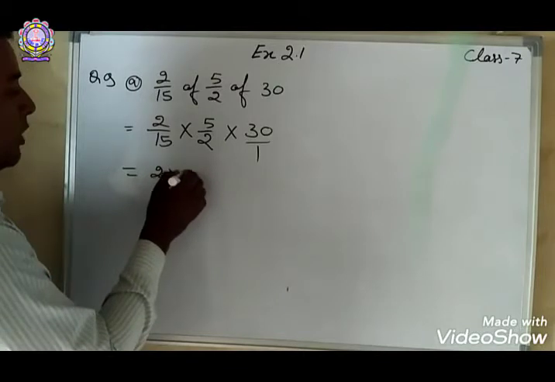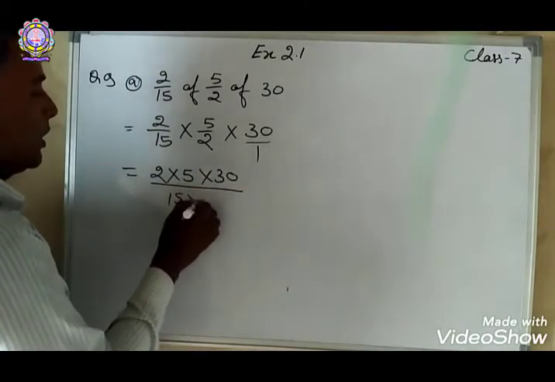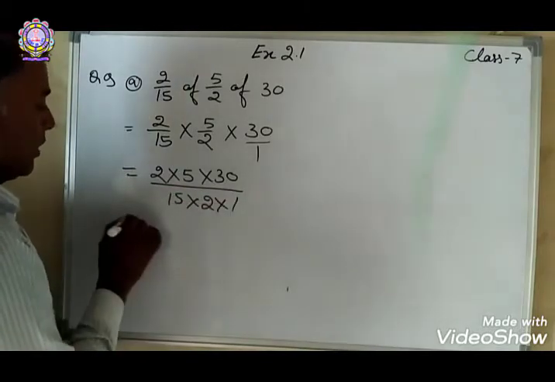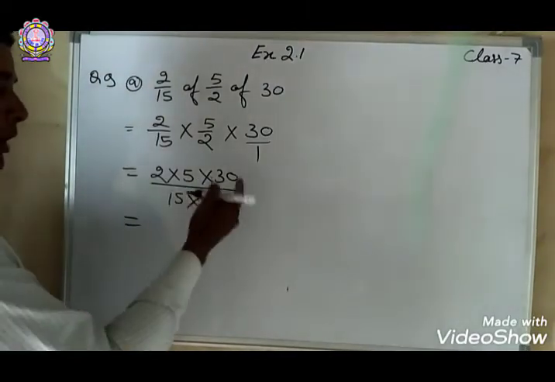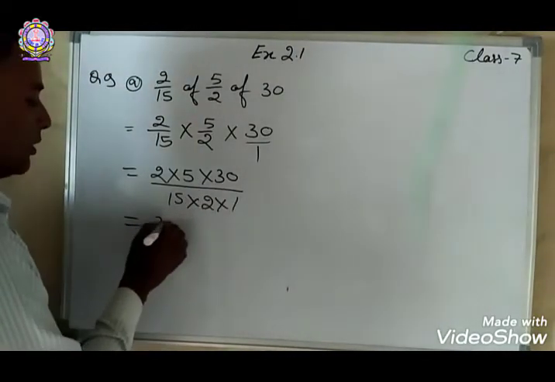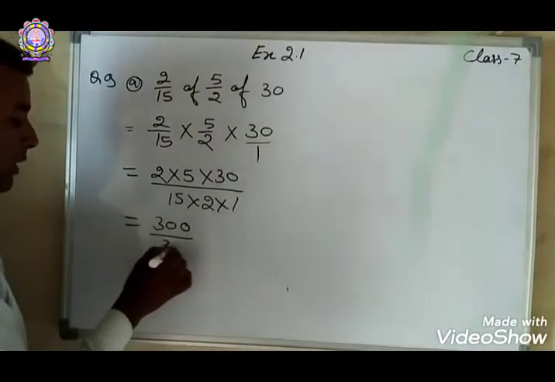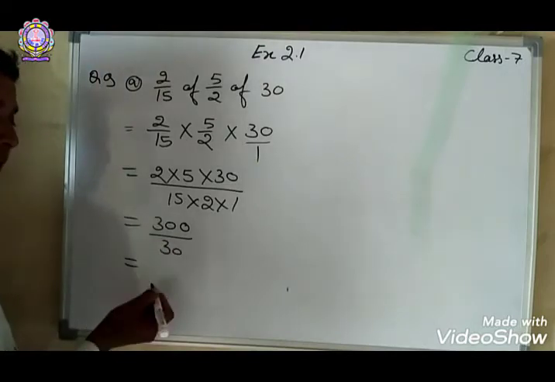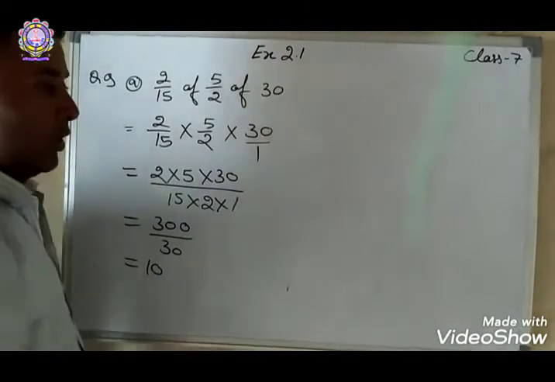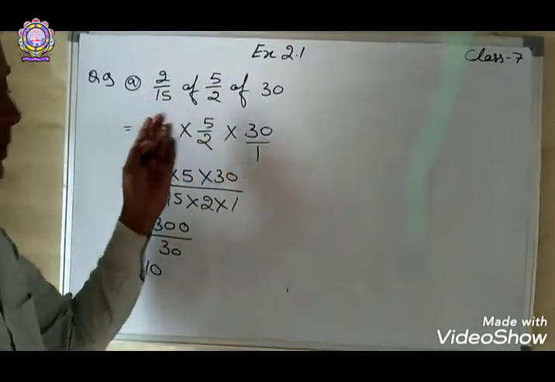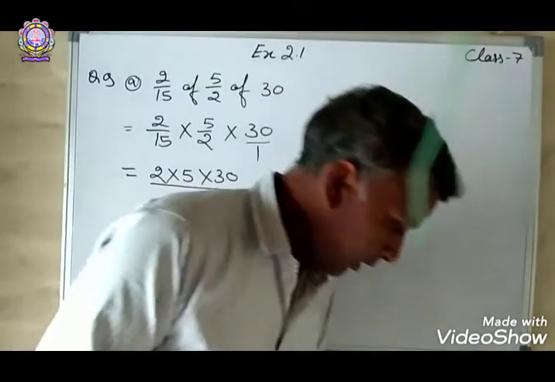So 2 into 5 into 30 upon 15 into 2 into 1, and multiply it. 2 fives are 10 and 10 thirties are 300 upon 15 twos are 30 and 1, that is 30. So 300 divided by 30, you get 10 here. Is it clear? So the remaining parts of question number 9, B and C, you solve yourself. Okay.